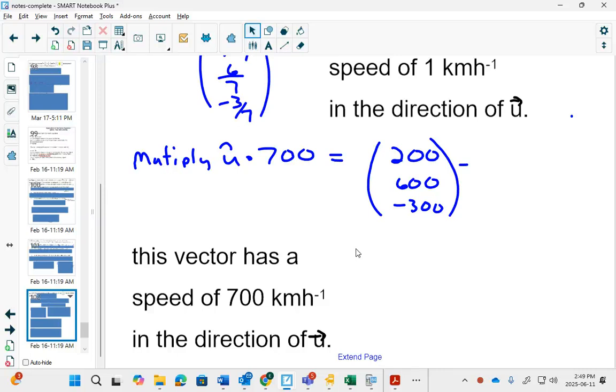Two more examples. Yes? Why did you write multiply by 100 or multiply by 700? Well, I multiplied the unit vector by 700. But I couldn't just multiply the actual vector by 700, because it had a length of 7, and the mental math was easy by 100.